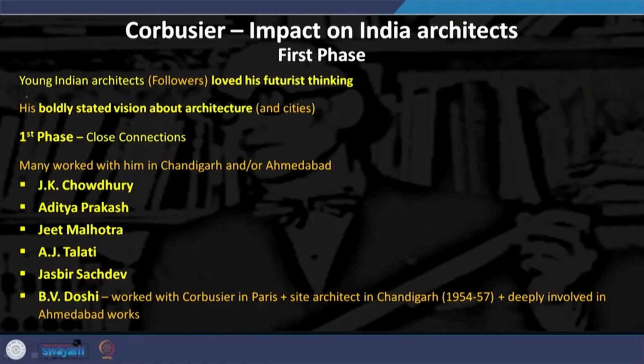in the 21st century. With regard to his impact on Indian architects, in the first phase, young Indian architects loved his futurist thinking, his boldly stated vision about architecture, and they had a very close connection with him, particularly because many of them worked with him in Chandigarh and or Ahmedabad. So there is J.K. Chaudhary, Aditya Prakash, Jeet Malhotra, A.J. Talati, Jasbir Sachdev, and of course B.V. Doshi, who worked with Corbusier in his atelier, in his office in Paris, and then he was a site architect in Chandigarh and was deeply involved in the works of Ahmedabad.